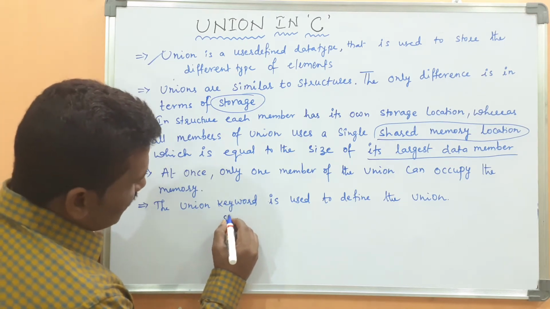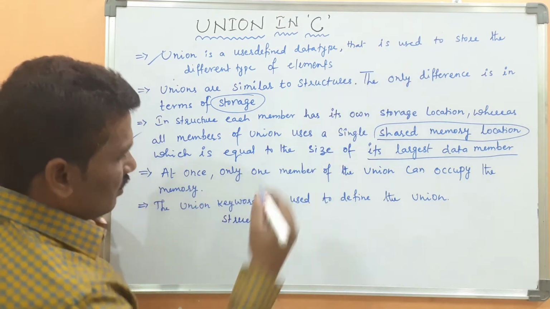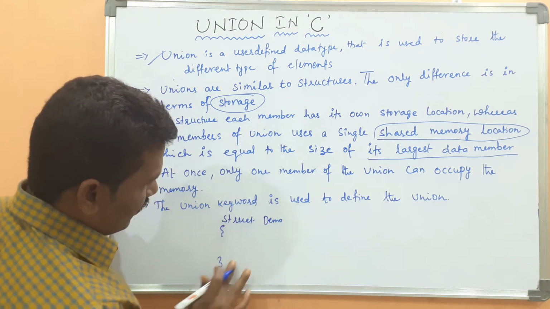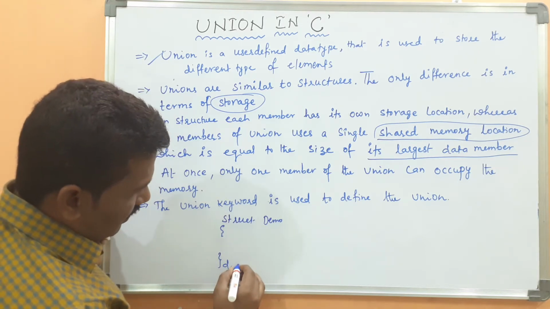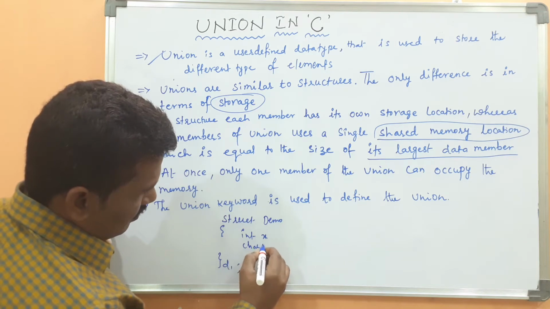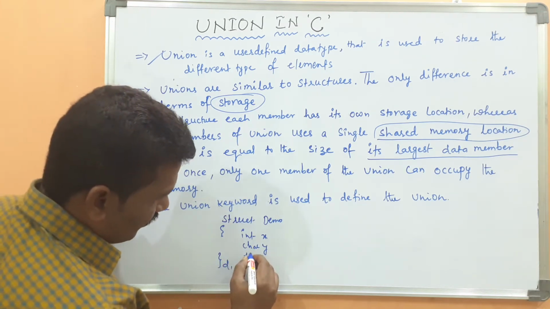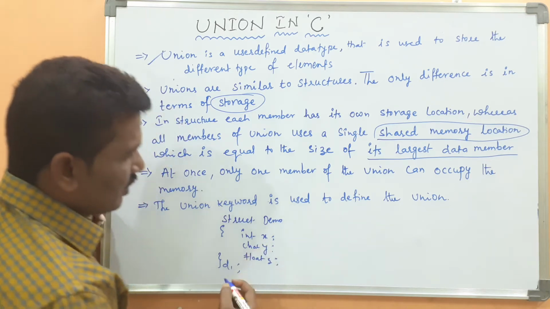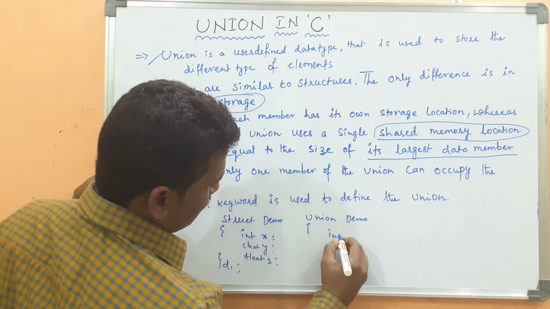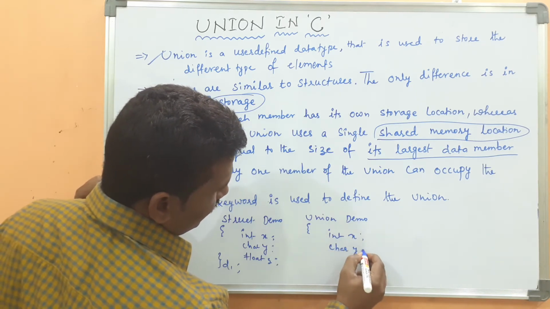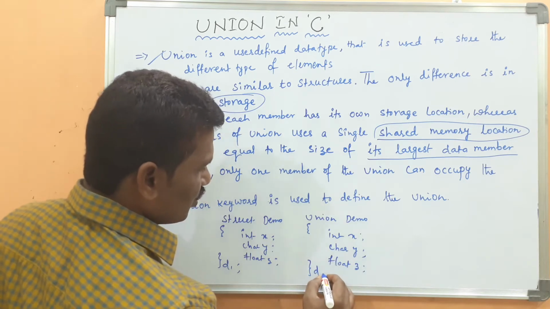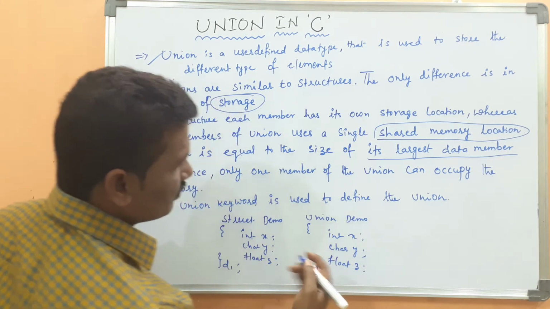Okay, struct demo d1 { int x; char y; float z; }. Same for union demo { int x; char y; float z; }. Then suppose d2, whatever, d1, because these are two different.